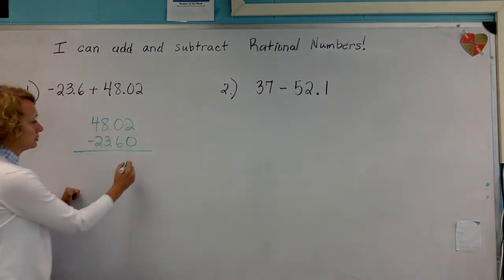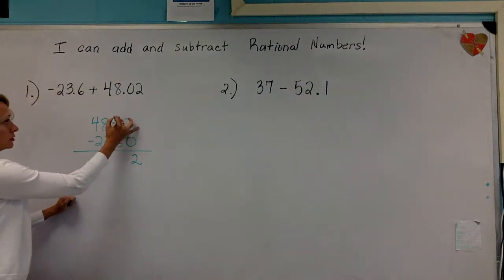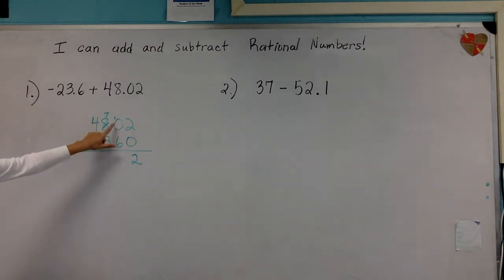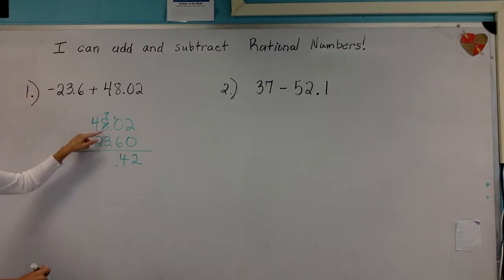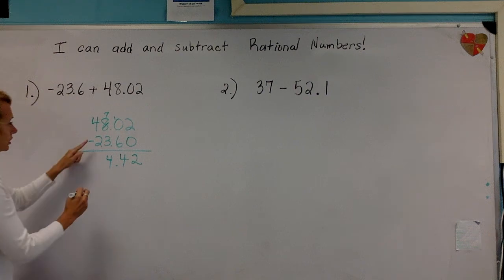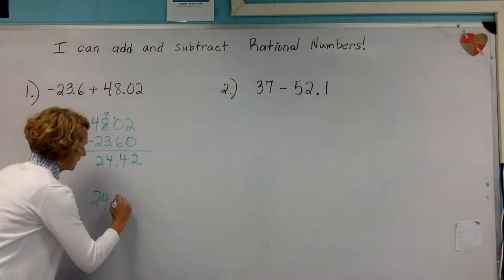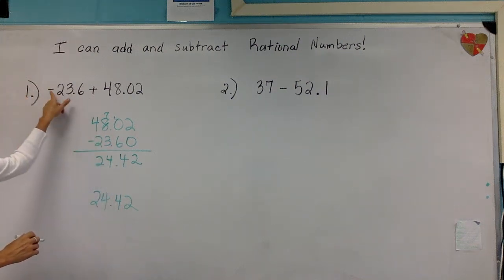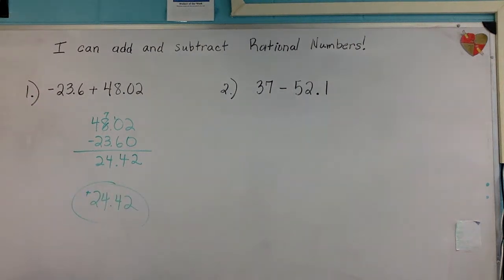0 from 2 is 2. I can't take 6 away from 0, so I'm going to do some renaming there. 6 from 10 now is 4. Bring my decimal down. 3 from 7 is 4. 2 from 4 is 2. So my difference in this problem is 24.42. The sign of the larger is a positive, and there's my simplified answer.